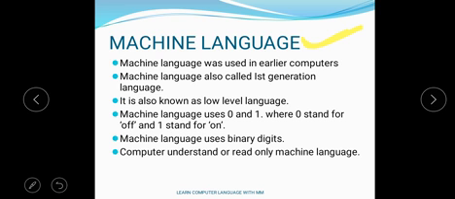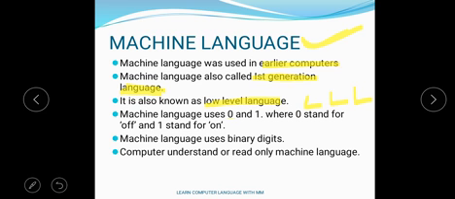Machine language was used in the earlier computers. Second, machine language is also called first generation language. Third, it is known as low level language. Why are we calling it low level language? Because it is very difficult to learn all these binary numbers in the form of commands. That's why we are calling it low level language.